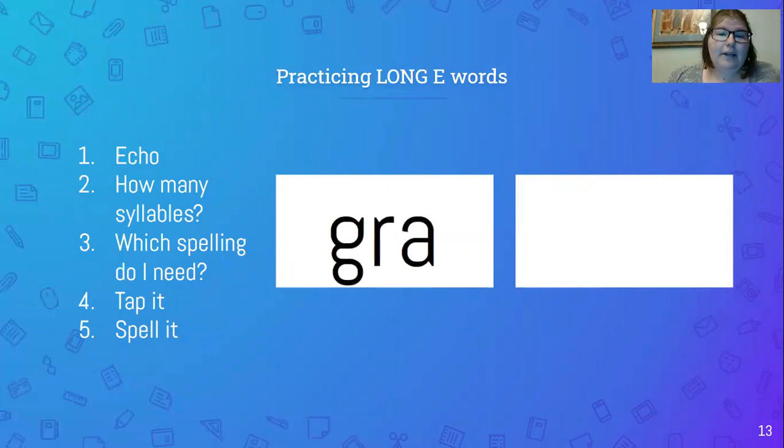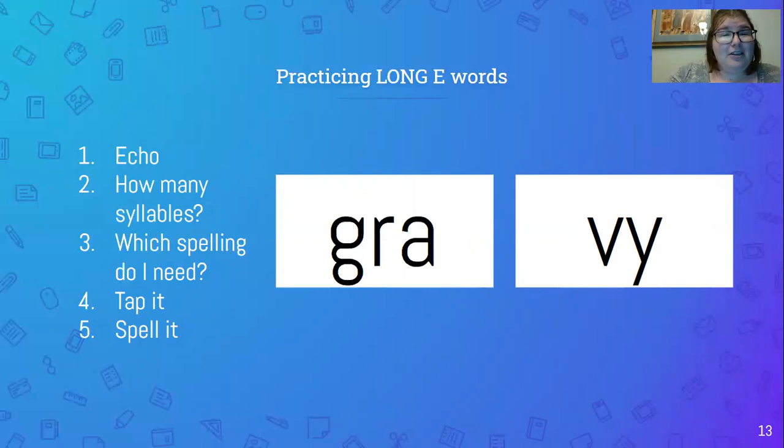Good. What is our second syllable in gravy? Right, V. Let's tap it. V, E. Okay. Let's spell it. V, Y. Write it. So syllable cards help us figure out where our syllables are and what spelling we're going to use.